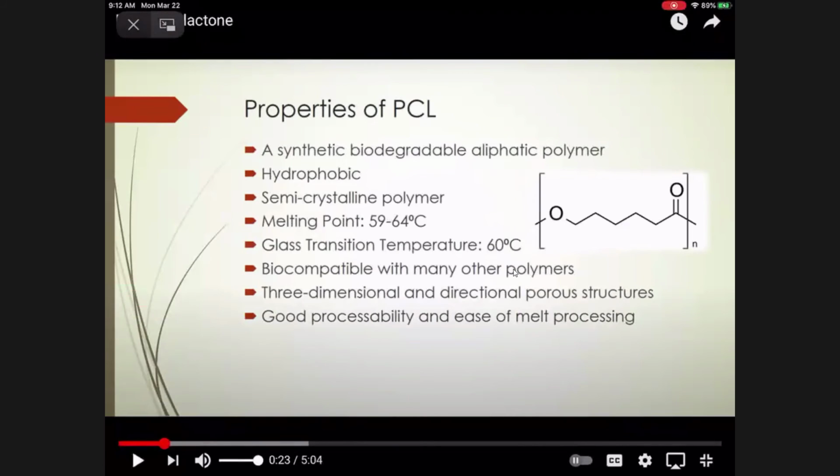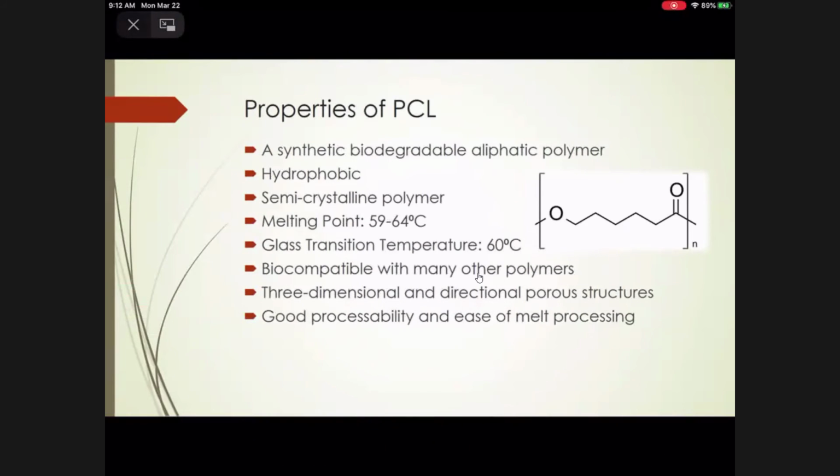PCL is a synthetic. So you will see general PHB's melting point is 170 degrees. So you can see as we increase the carbon, we decrease the melting point, and the material is more soft. So you can tune the structure and the mechanical stiffness using different carbon sources.